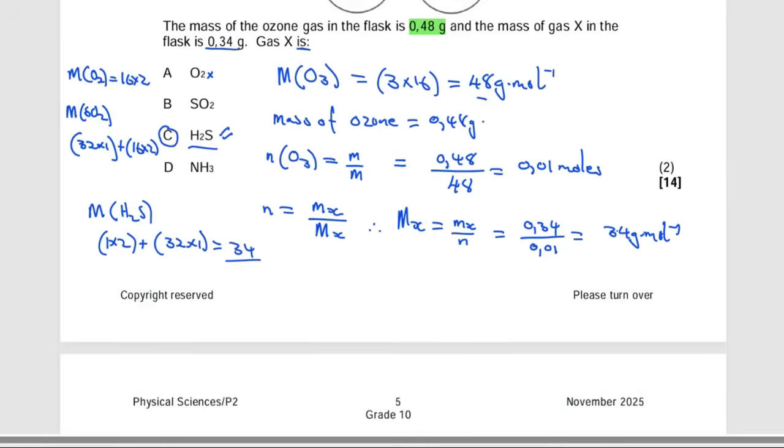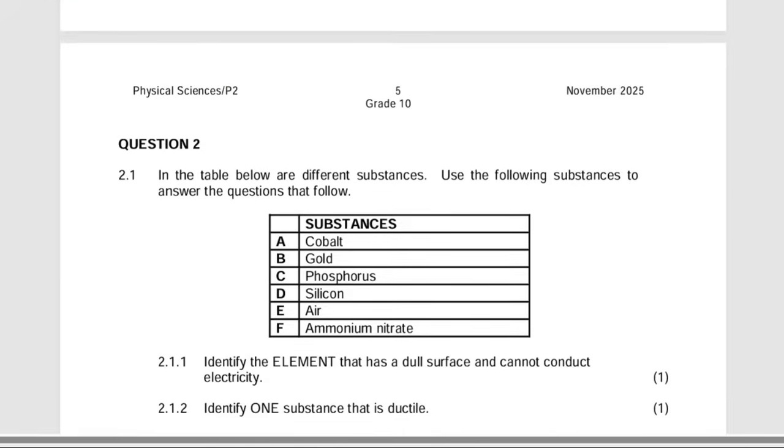Then moving on to the next question, we're done with the multiple choice questions. Now we're heading towards the structured question. So question 2.1 reads there, in the table below are different substances, use the following substances to answer the questions that follow. So we have got different substances there, then they are named A until F: cobalt, gold, phosphorus, silicon, air, and ammonium nitrate.